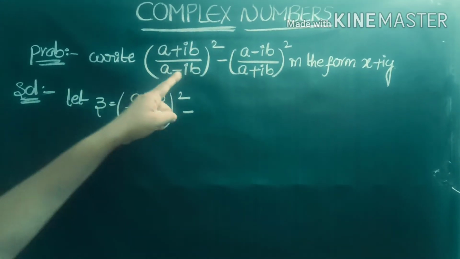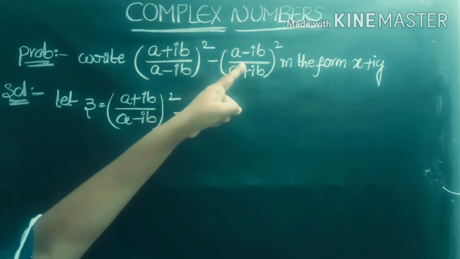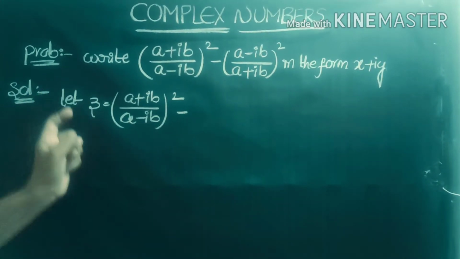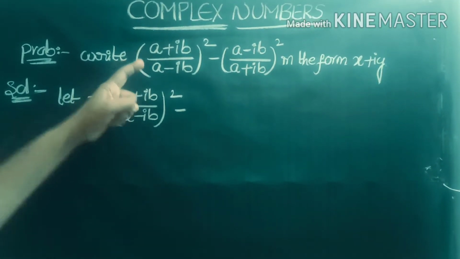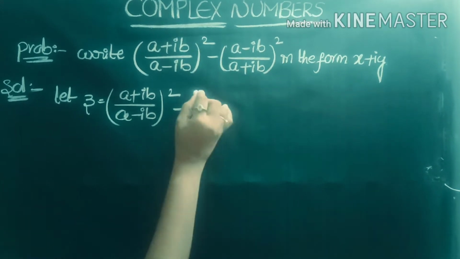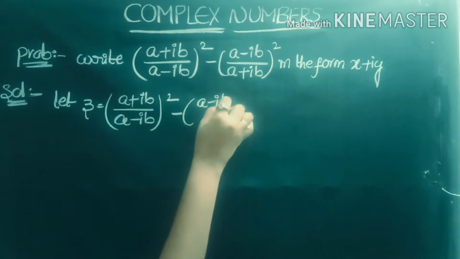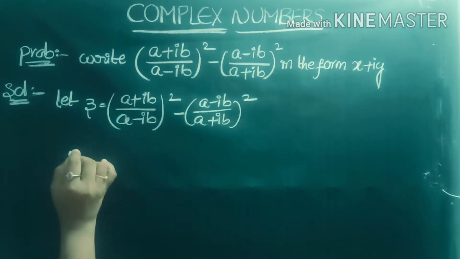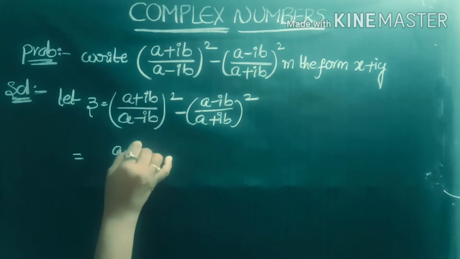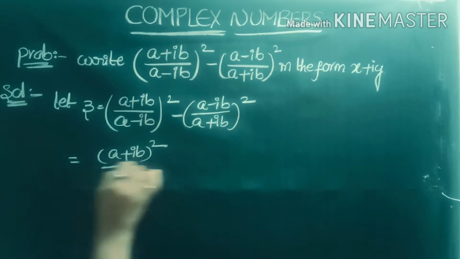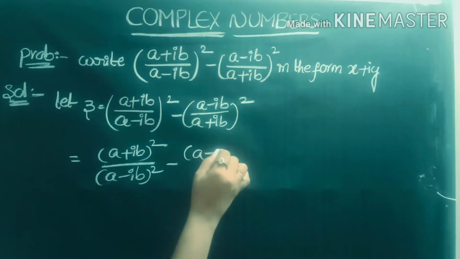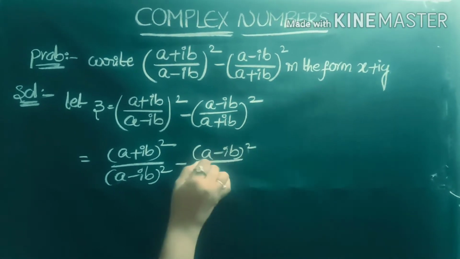Write ((a + ib)/(a - ib))^2 - ((a - ib)/(a + ib))^2 in the form of x + iy. So first we take the given complex number as z = ((a + ib)/(a - ib))^2 - ((a - ib)/(a + ib))^2. In the next step we write this term as (a + ib)^2 by (a - ib)^2 minus (a - ib)^2 by (a + ib)^2.